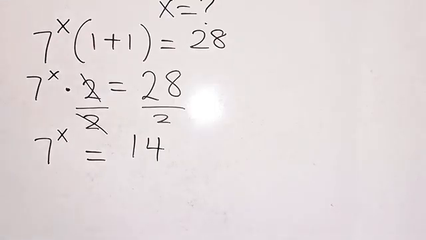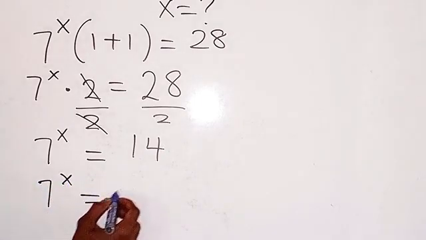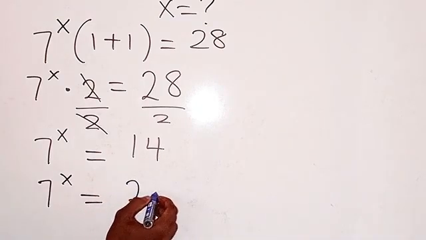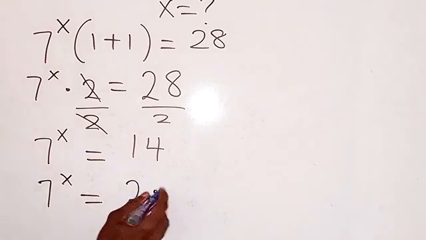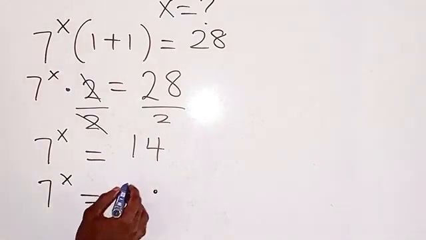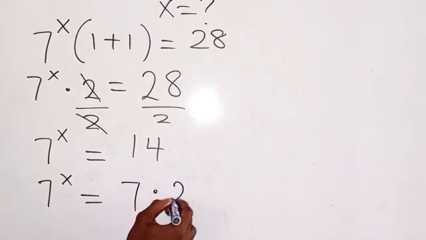So now the next thing we are going to do, we have 7 to the power x equals 14. Here, we can split this 14 to be 2 multiplied by 7, or I said 7 multiplied by 2, 7 multiplied by 2.